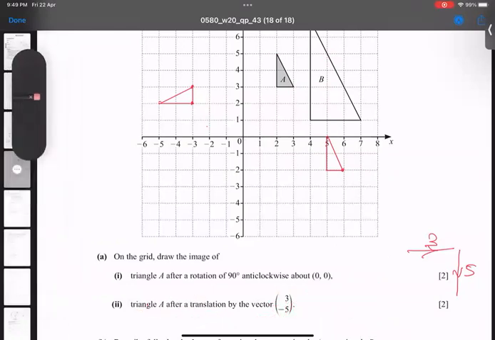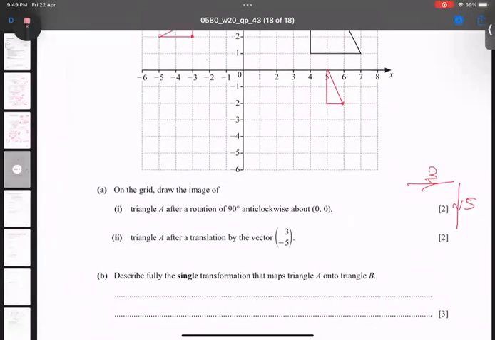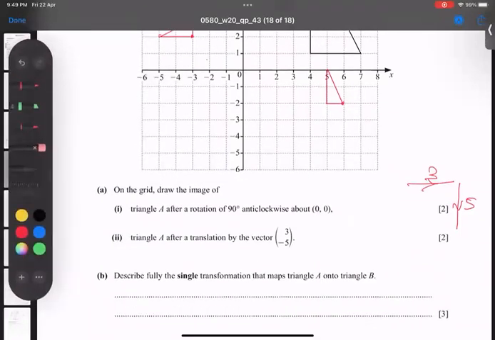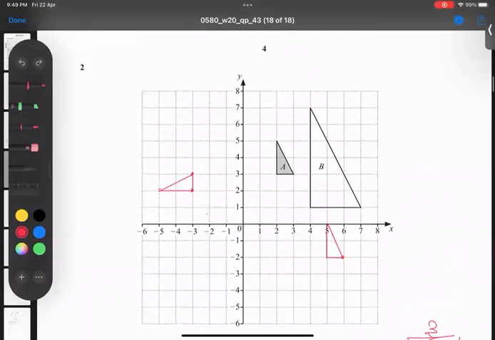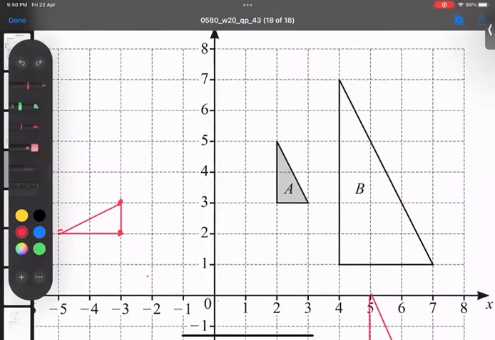Let's talk about the next part. The next part is describing fully A onto B. He is asking for A onto B. So let's see how we can describe A onto B. What is going on from A onto B?